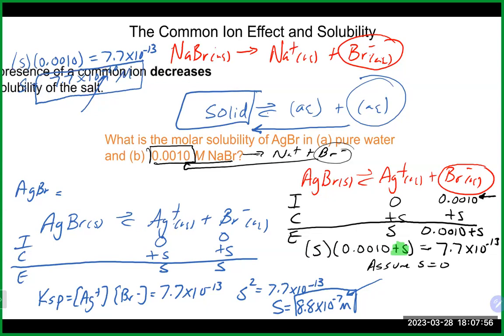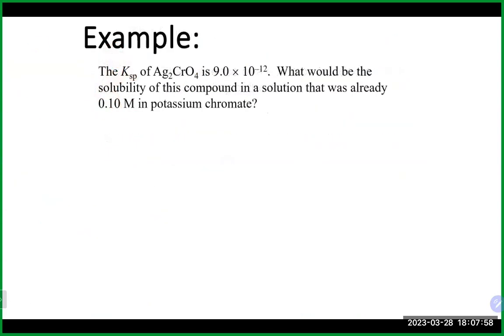All right, so why don't you give it a go here? I think we got one. Perfect. The KSP of silver chromate is 9 times 10 to the minus 12. What would be the solubility? We'll do the molar solubility here. We'll do the molar solubility of this compound in a solution that already has 0.1 molar potassium chromate. We'll take a few minutes there, see what you come up with.